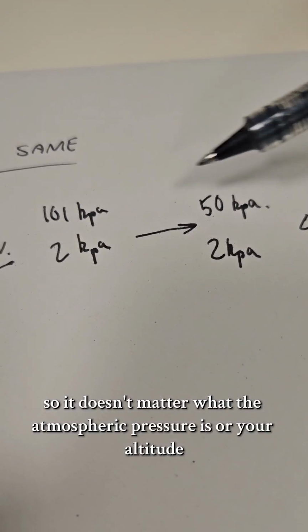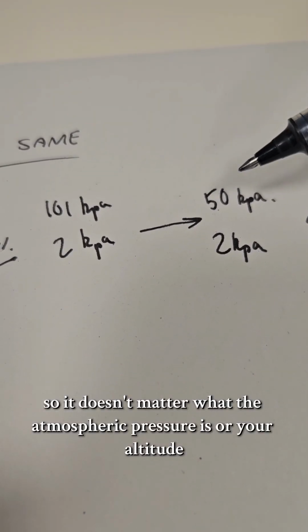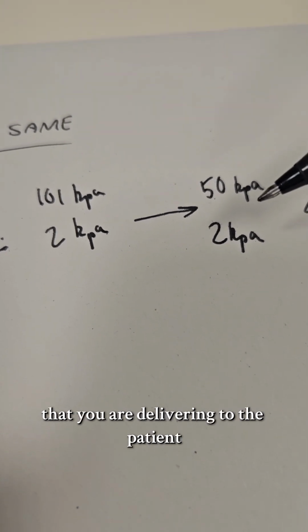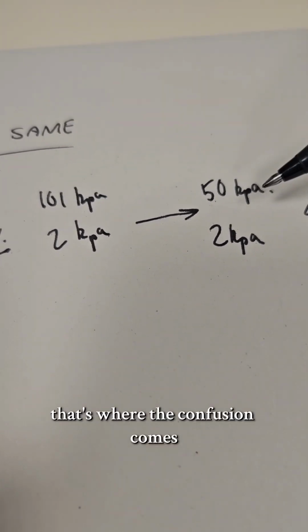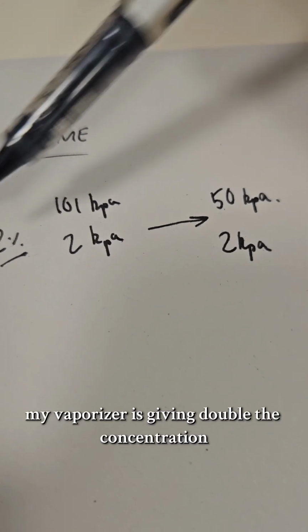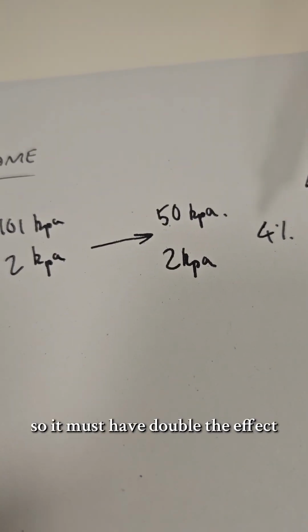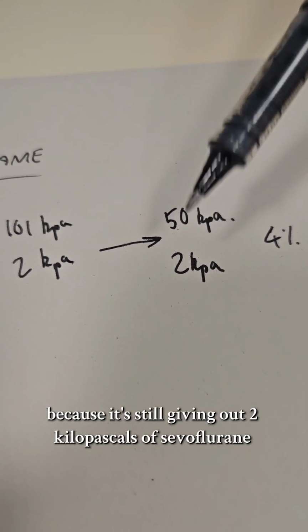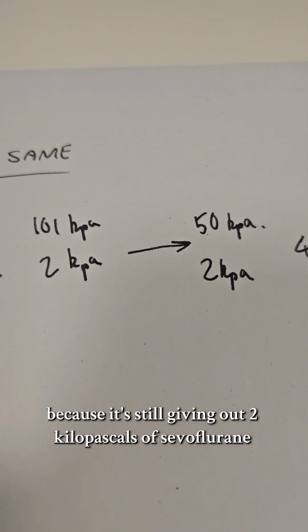So it doesn't matter what the atmospheric pressure is or your altitude. What matters is the kilopascals of sevoflurane that you are delivering to the patient. That's where the confusion comes. People think, oh, my vaporizer is giving double the concentration, so it must have double the effect. It's not. It's giving the same effect because it's still giving out 2 kilopascals of sevoflurane.